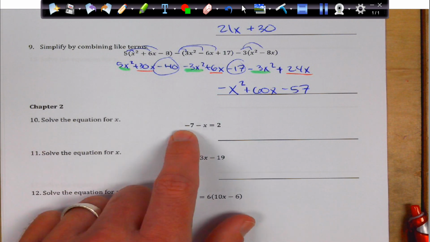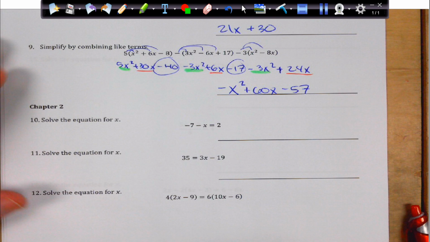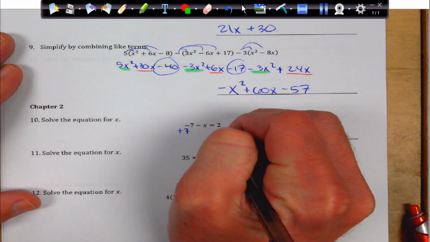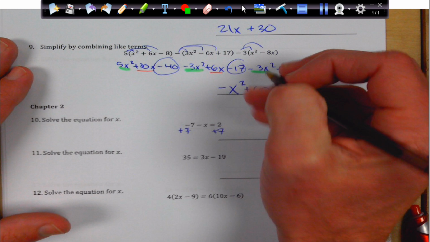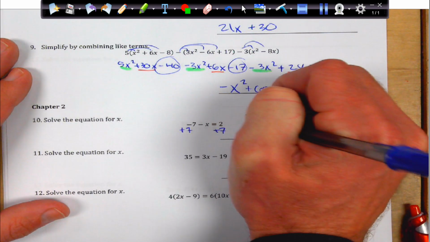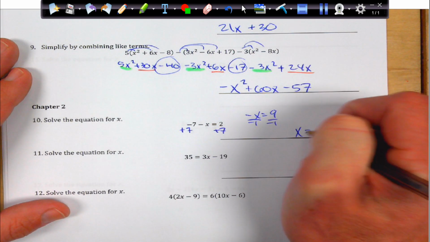Solve the equation for x. We get negative 7, negative x equals 2, so we're going to get rid of the 7 first. So I'm going to add 7 to both sides. And my screen's going to go dark. So I get negative x equals 9, and then I have to divide by negative 1, so x equals negative 9.